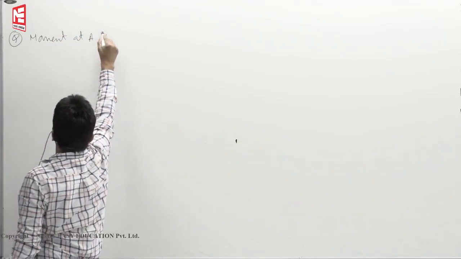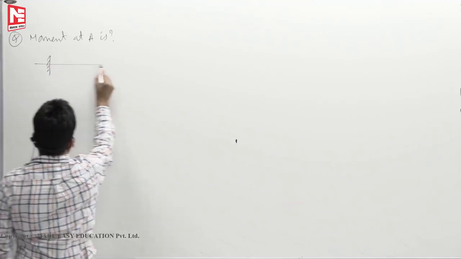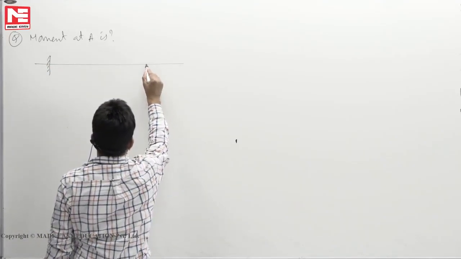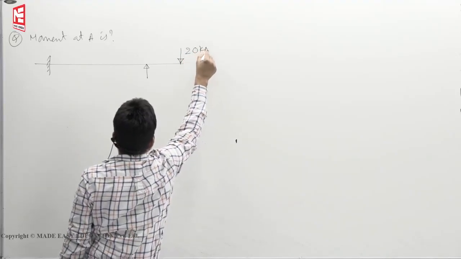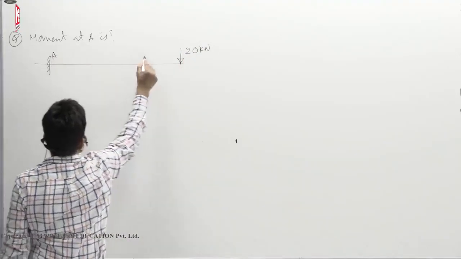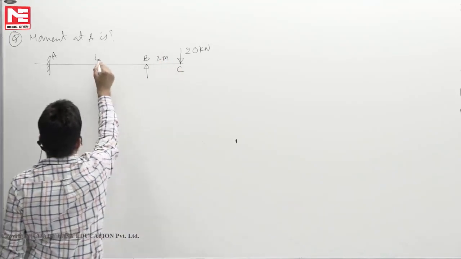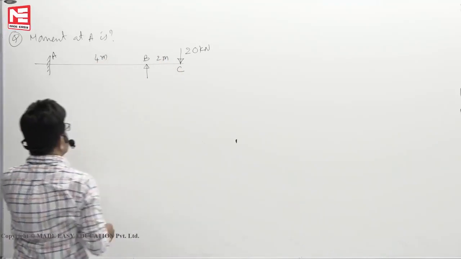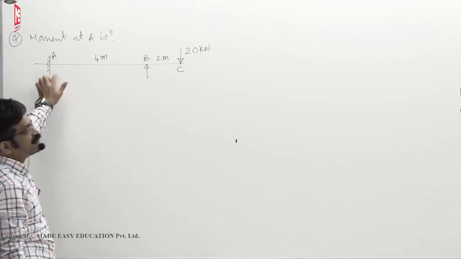Moment at A is... Now let us say this load is 20 kilonewton. This point, let us say A, B, C. This is say 2 meters, let us say 4 meters. Now you are given a propped cantilever beam. We want to find what is the moment at A.